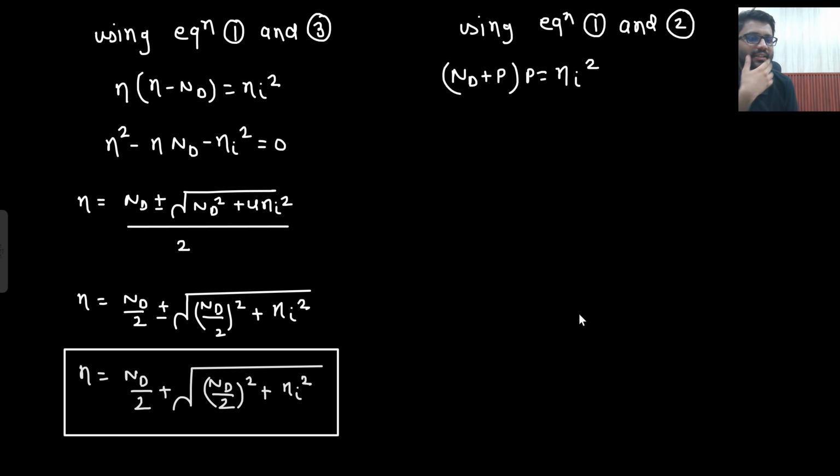square. Someone will be saying that, sir, I will be doing this process. Okay. So p square plus nd into p is equal to ni square, or minus ni square is equal to 0.